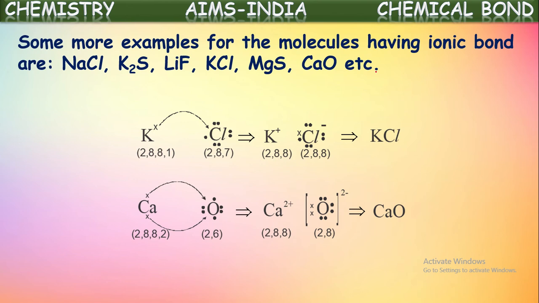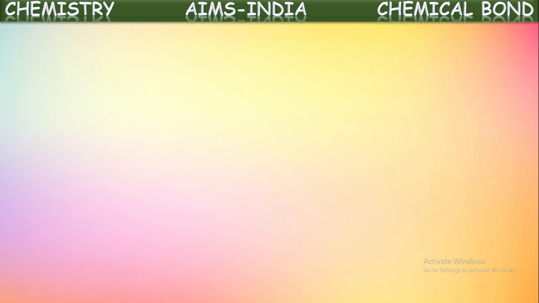Right? That's about ionic compounds. The chemical bond formed by the transfer of electrons from one element to another element is called ionic bond or electrovalent bond.